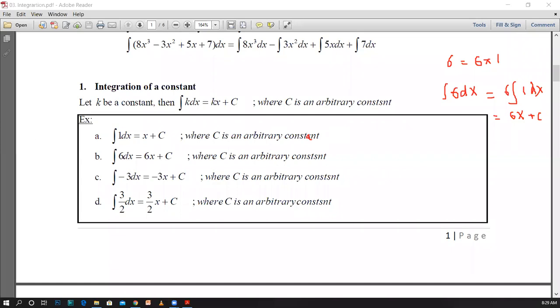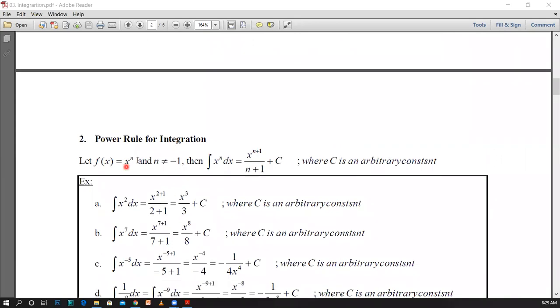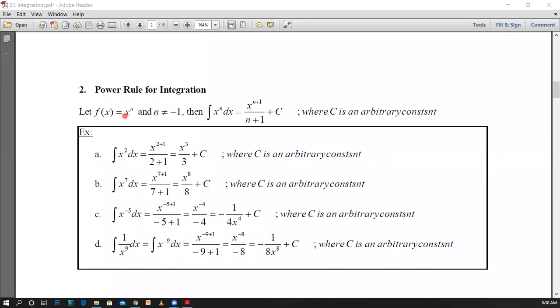Okay, now we will move to the next one. The next one is the power rule for integration. When we are discussing the power rule for integration, actually we are considering two forms of the power rule. This is the first form we are considering. Now think about if the function is given in the form f(x) equals x to the power n.